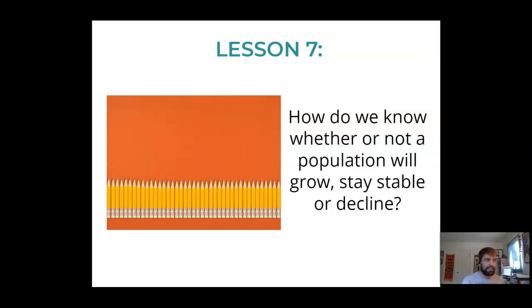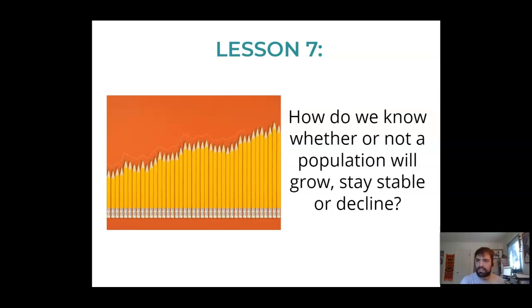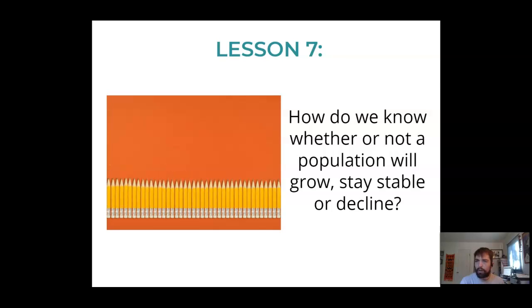Alright, this is Mr. S, and today we're talking about Lesson 7. How do we know whether or not a population will grow, stay stable, or decline?